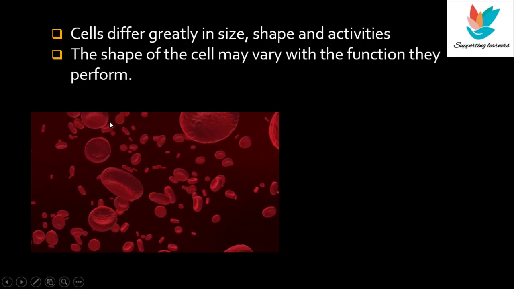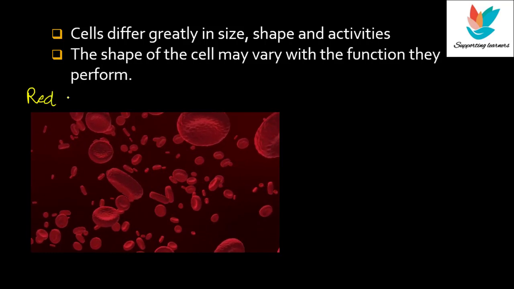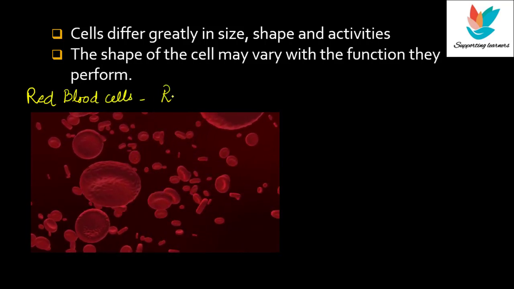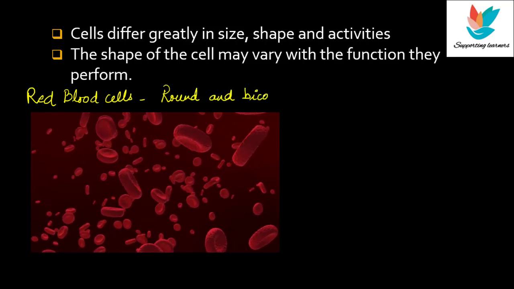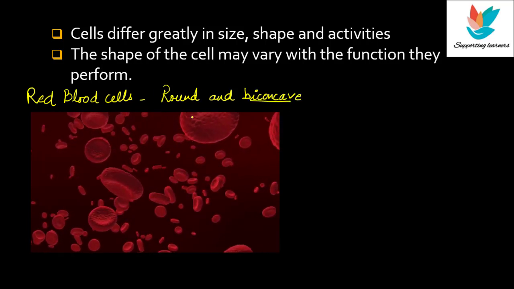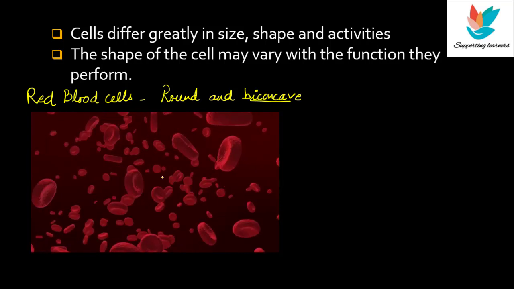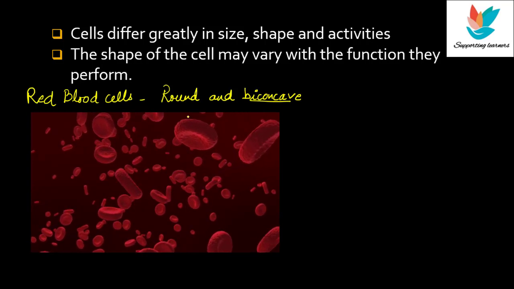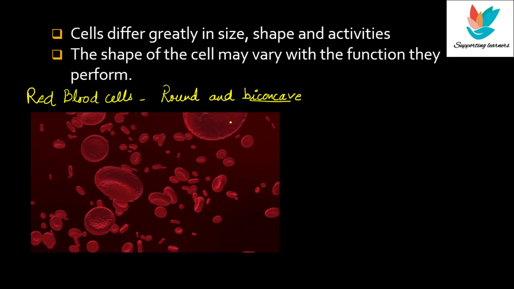First, the cells that you see here are the red blood cells, and these are round and biconcave in shape. Now, why are they shaped in this way? Because of the function they perform. Now, what is the function of RBCs? The RBCs, or the red blood cells, transport oxygen, they carry oxygen from the lungs to the other tissues. This is one of their functions.